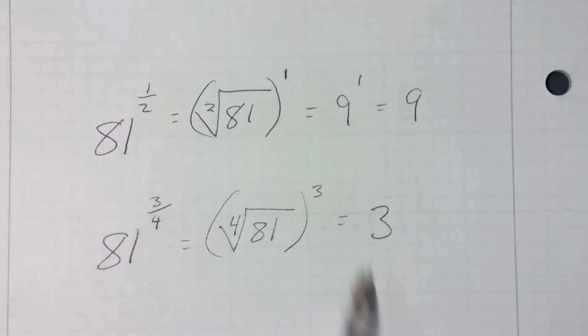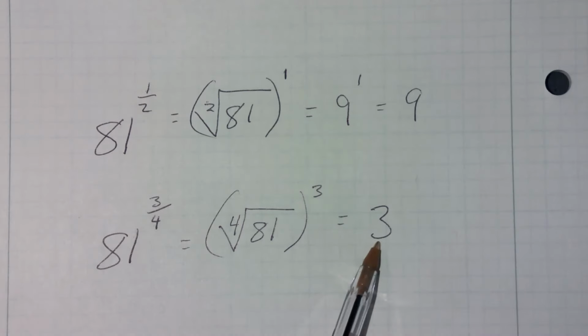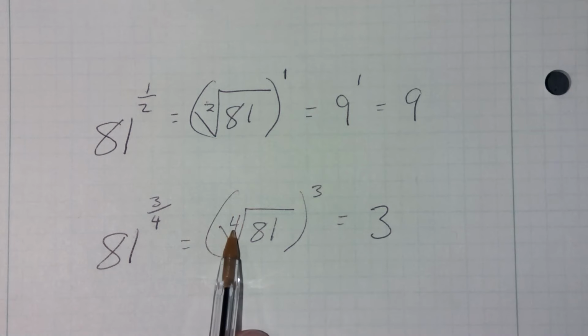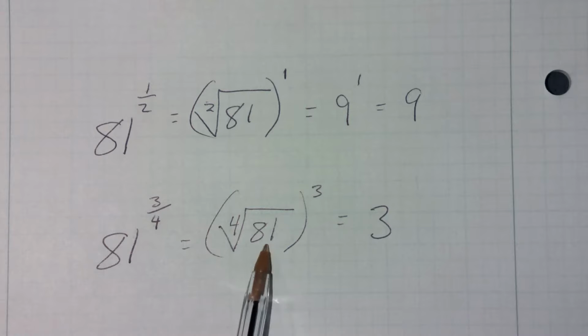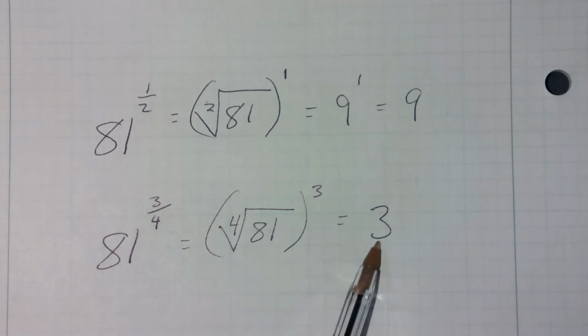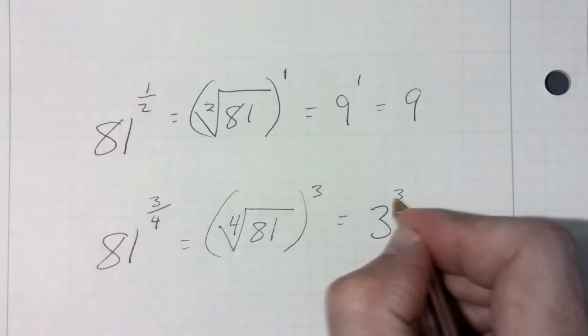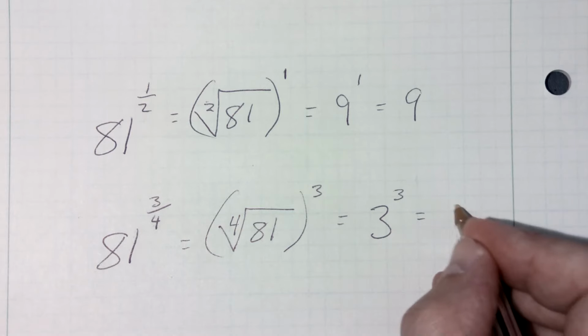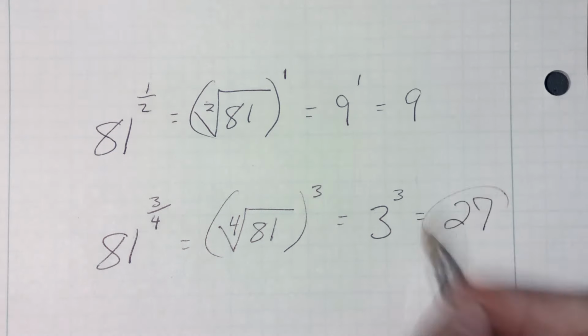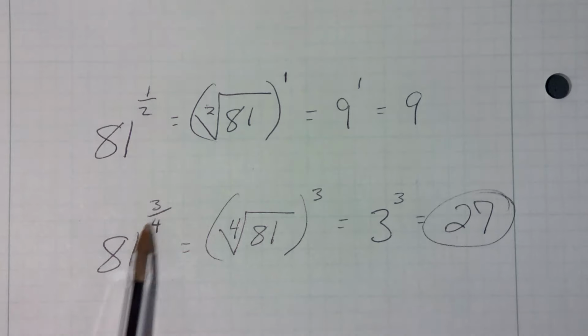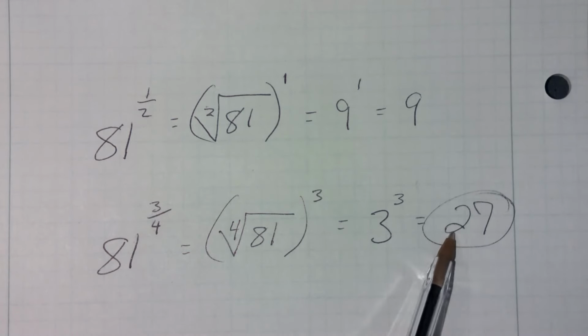If you're unsure, take 3 and multiply it by itself 4 times. 3 times 3 is 9, times 3 is 27, times 3 is 81. So the fourth root of 81 is 3, but now I'm going to raise it to the third power, and I get 27. So 81 to the 3/4 power is 27.